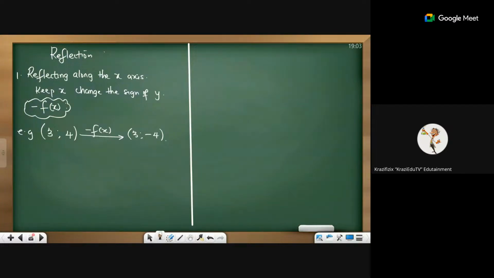Let me see, there's a note here. So, which year is this paper? This particular question, I think it's from this year.